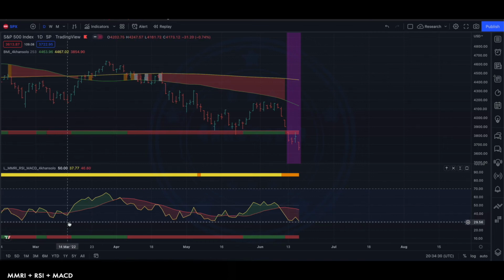And as you can see here, another exit signal, but it is a false positive. As you know, the very next day, it had an entry signal. So it's quite more volatile than the MACD here.